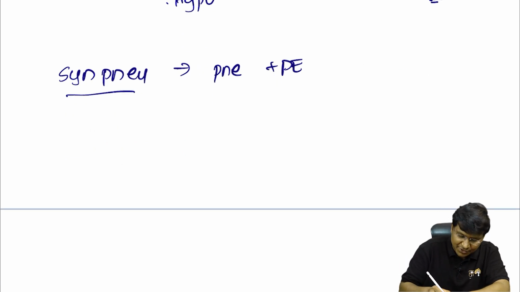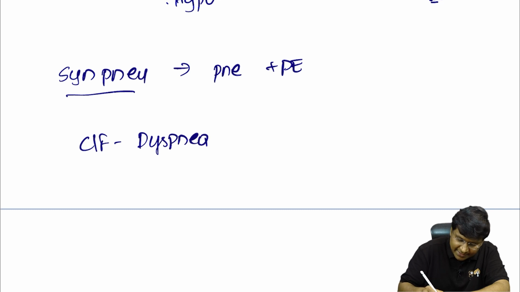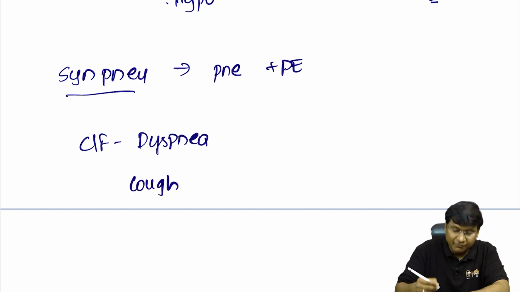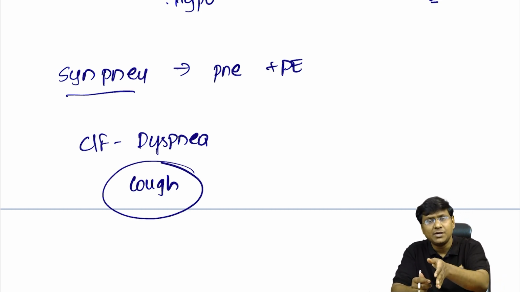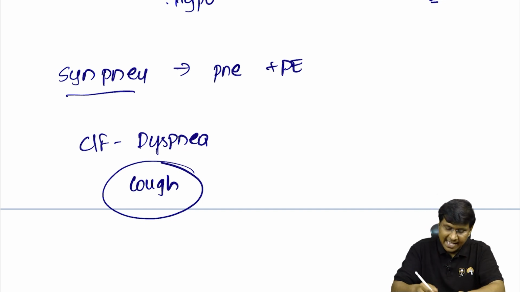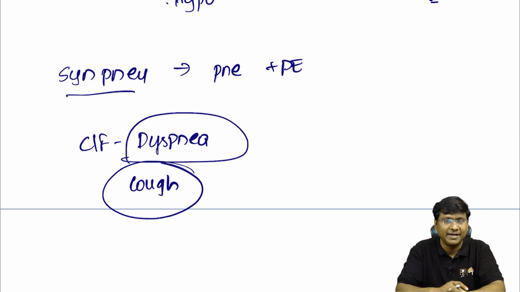Then what will be the clinical features that you will have in patients with pleural effusion? These patients will have dyspnea, that is exertional dyspnea. Along with that, there will be cough with expectoration. Cough with expectoration will be there only if it is pneumonia or tuberculosis or bronchogenic carcinoma causing the pleural effusion. Otherwise, the important clinical feature will be dyspnea.